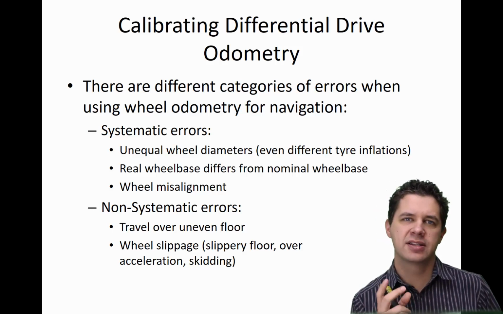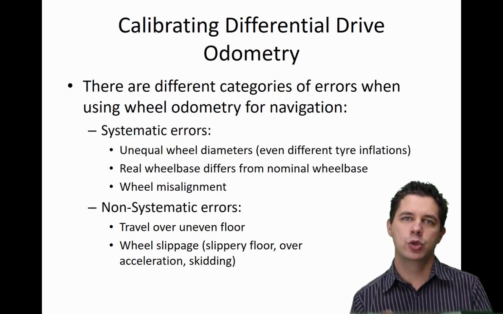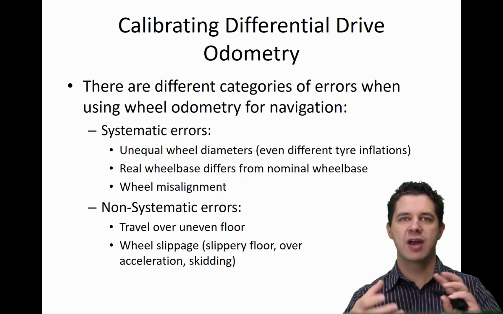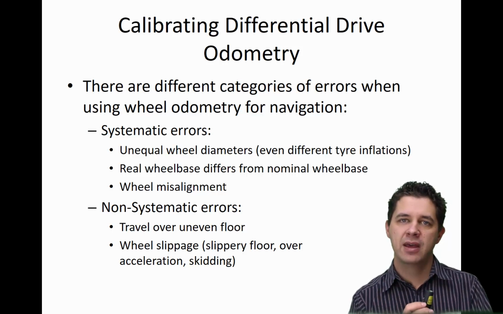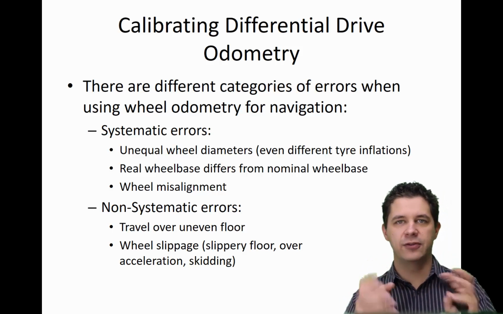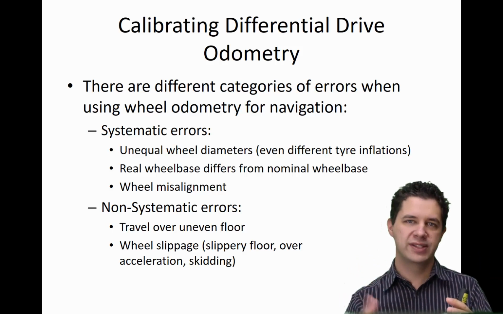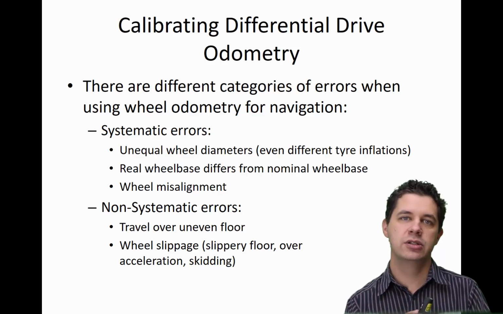And systematic errors essentially occur when we've got unequal wheel diameters between the 2 wheels. Remember back when we were calculating the distance travelled by a particular wheel based on the number of encoder counts, the nominal wheel diameter was a key variable in there. Now, if our wheels are significantly different inflations, or we've got an old wheel and a new wheel, and the old wheel's significantly worn and it's a different wheel diameter from the other one, that will cause us issues.